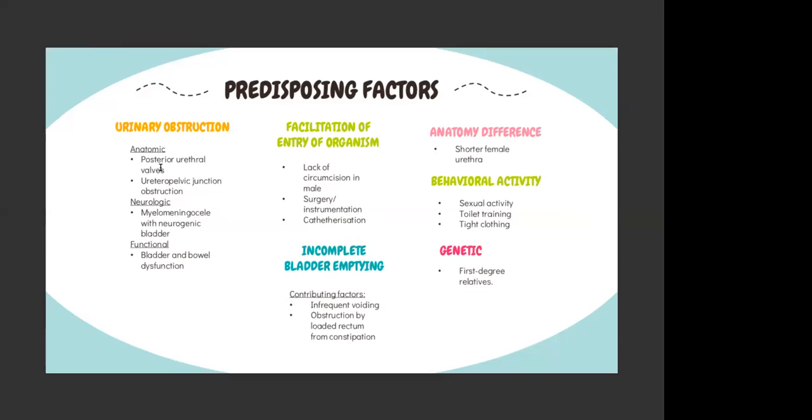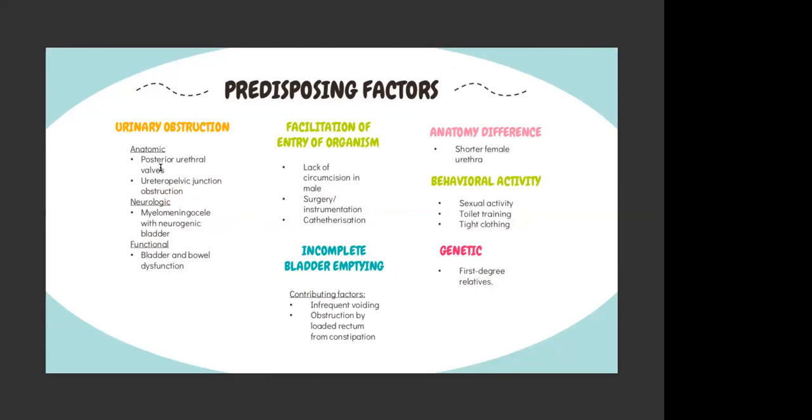Next predisposing factor is incomplete bladder emptying. The contributing factors include infrequent voiding and obstruction by a loaded rectum from constipation. This is because the child tries to retain urine to stay dry, yet the bladder may have uninhibited contraction, forcing the urine out. So the result may be incomplete bladder emptying. So next is female infants.